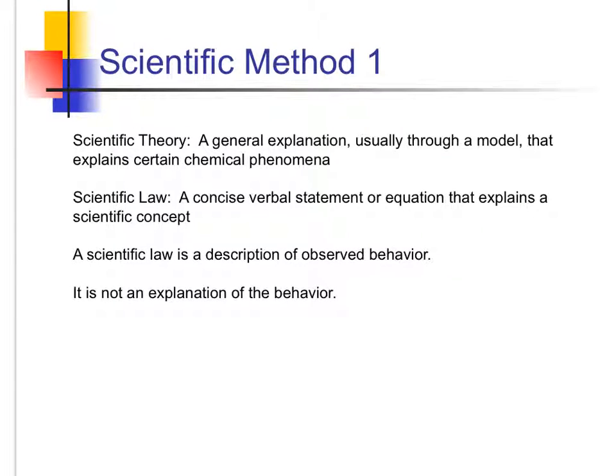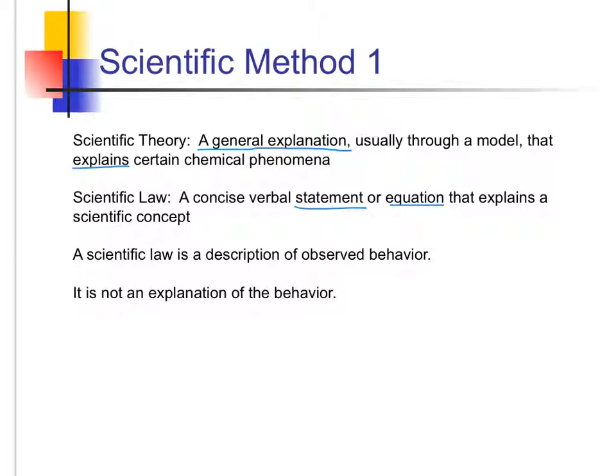The differences between theories and laws lie in their definition. A general explanation is, I think, one of the most important parts. It is a general explanation, usually through some model, to explain things. Scientific laws are statements or equations that explain the scientific concept. They're statements and equations. Yes, they explain something, but theories are usually done through a model, a much more in-depth explanation of the why something is happening. A scientific law is: this happens because of this, usually.